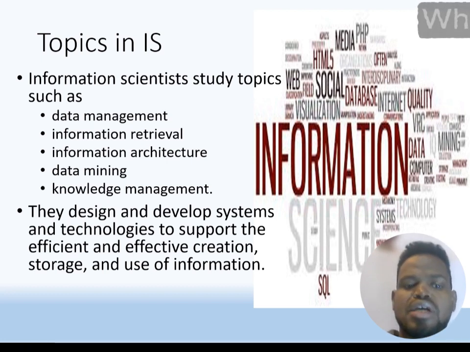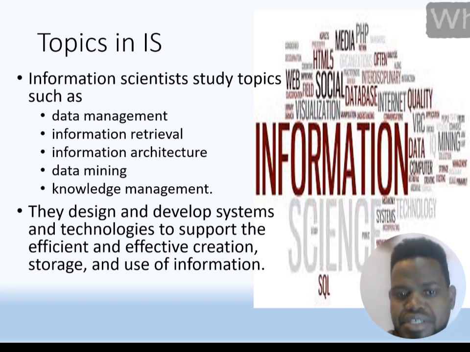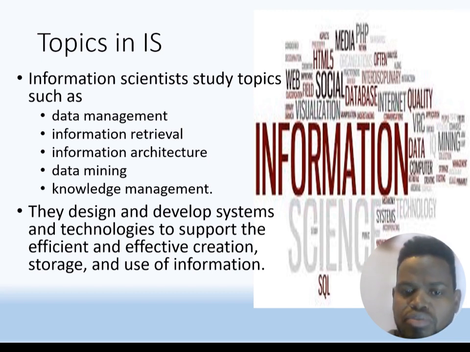The other one is information retrieval. Information retrieval is an application area of information science. In information retrieval you should learn different languages that can support you to come up with information retrieval systems. Natural language processing is also another part of information retrieval. Then information architecture, that means making information organized or structured for the development of systems.